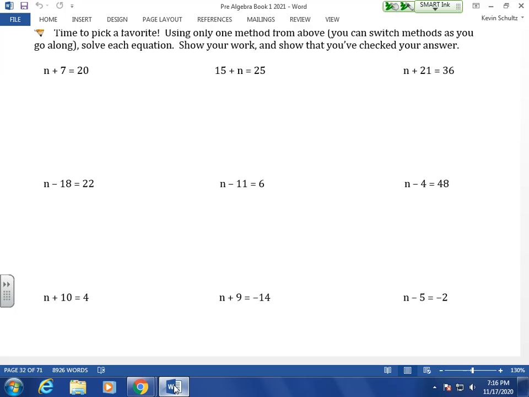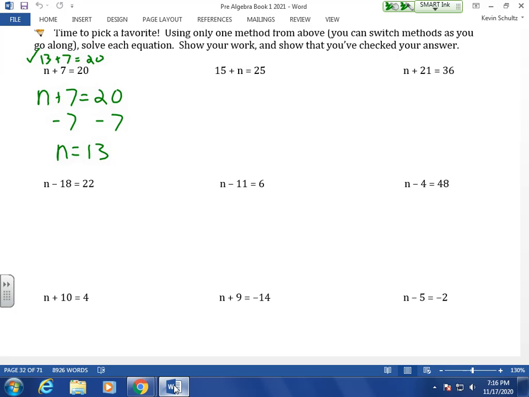This first one, n minus 7 equals 20. Opposite operations tell us to subtract 7 from both sides. N equals 13. And then we check that by plugging 13 back in for n. 13 plus 7 equals 20. Yes, it does. Okay. I'm not going to show the checking from here on out just to save myself a little bit of time, but do have that on your own paper, and it doesn't take very, very long.